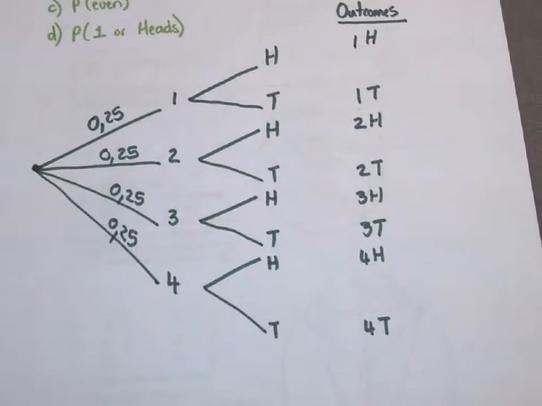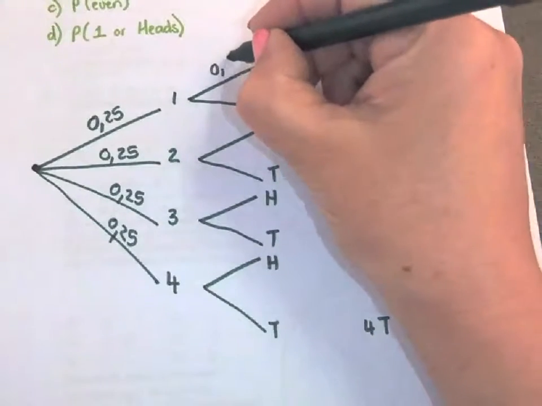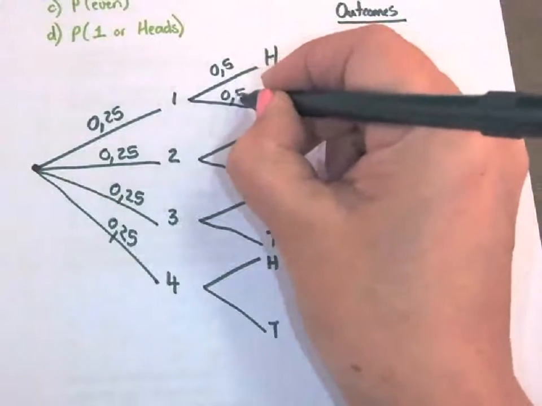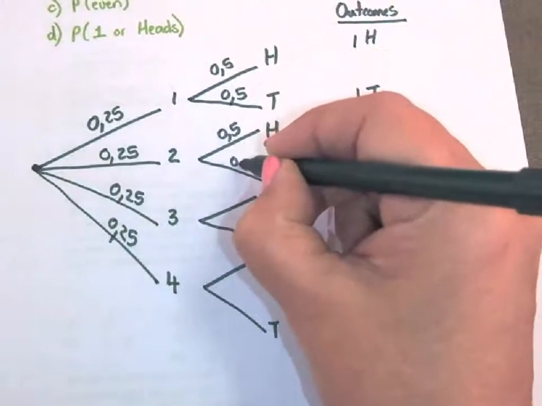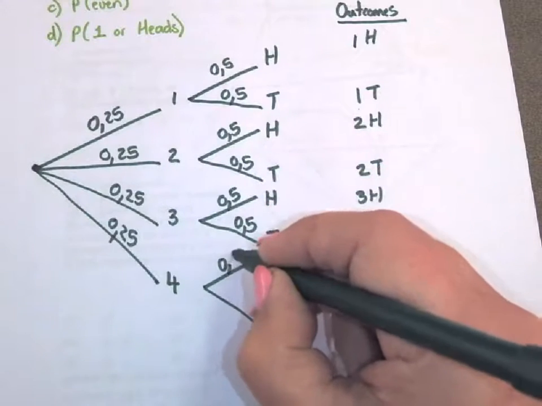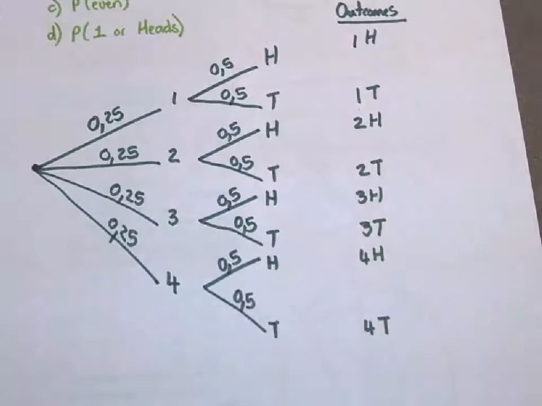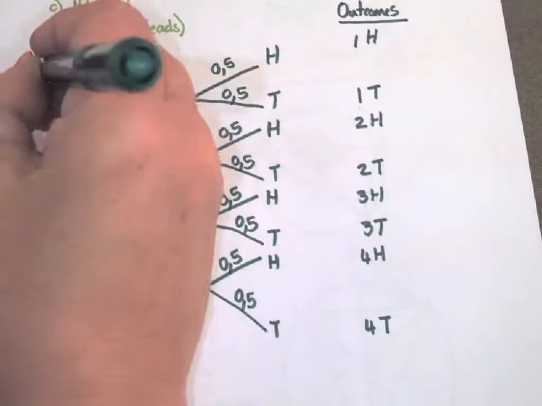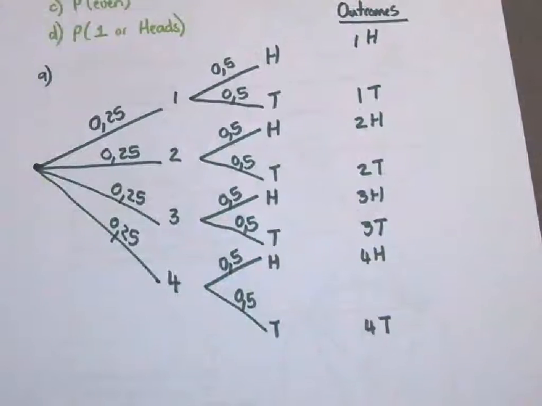The probability of a coin is 1. But the coin has two sides. So it's half, half. Therefore, this probability will be 0,5 and all of them 0,5s. Why do you write it like this? Just to show you that you can also do tree diagrams in decimals. Okay. So this was question A, draw the tree diagram.